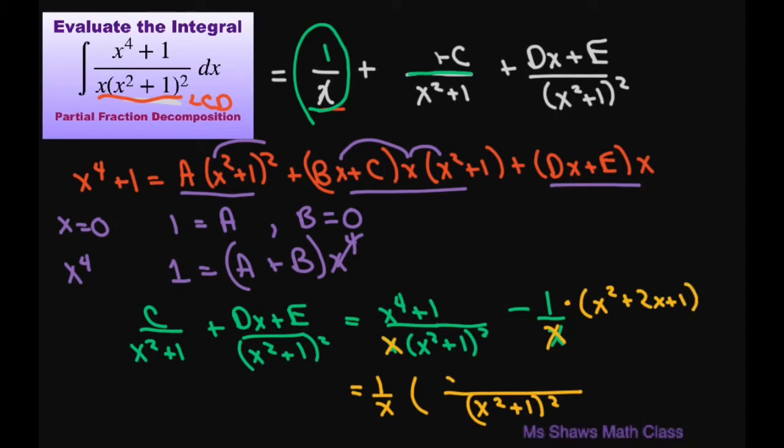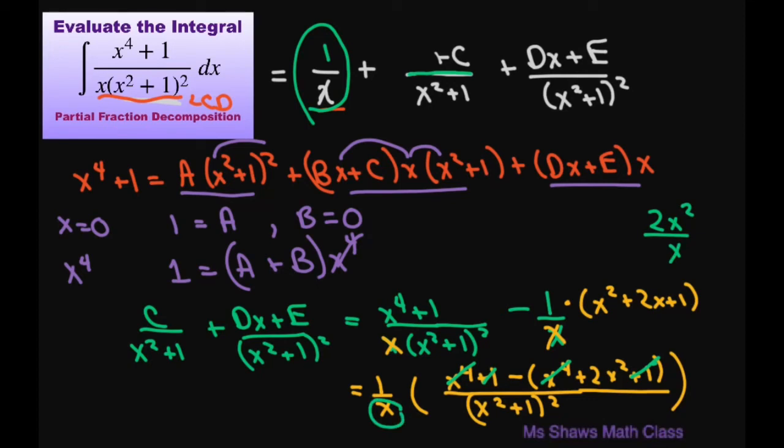So basically what you're going to get is x^4 + 1 minus (x^4 + 2x^2 + 1). All right, so that's just factoring out the 1 divided by x. Now what's going to happen here is the x^4 is going to cancel. The 1's will cancel. And you're going to have 2x^2 divided by this x here, and it's still negative. So basically you're going to get negative 2x divided by this.